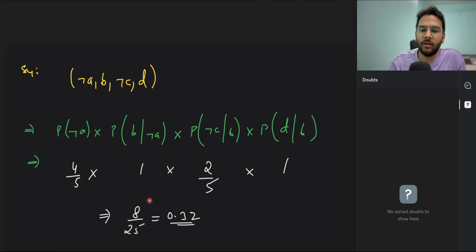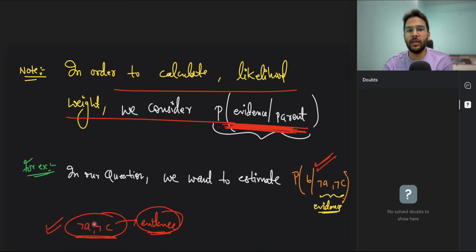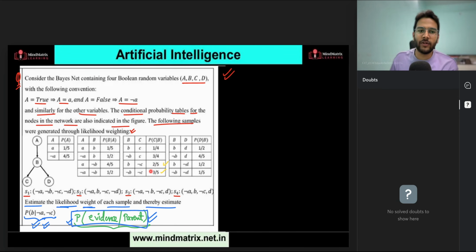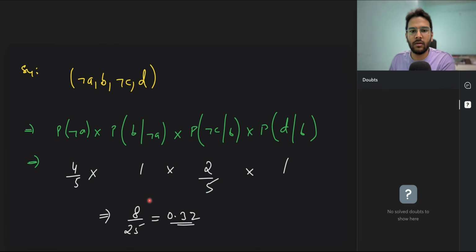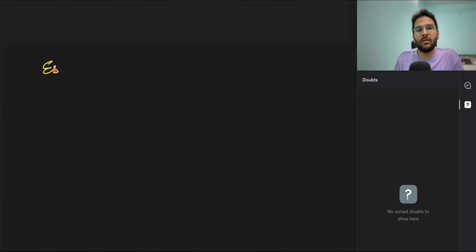Is this clear so far? Do you have any doubt, anyone? So we have found the likelihood weight for all the samples. For each sample we have estimated the likelihood weight. But now we have to estimate this thing. So let's do it. Probability of B given not of A, not of C.